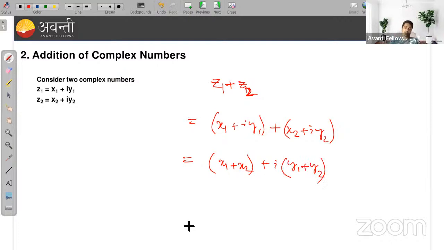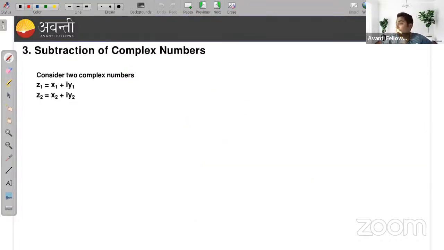Okay, guys, this is how we can add two complex numbers. Okay, go next. That is subtraction. How can you subtract one complex number from another?